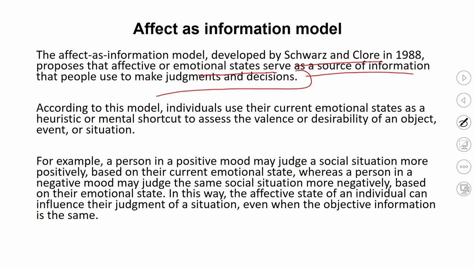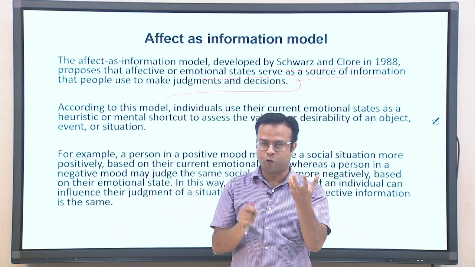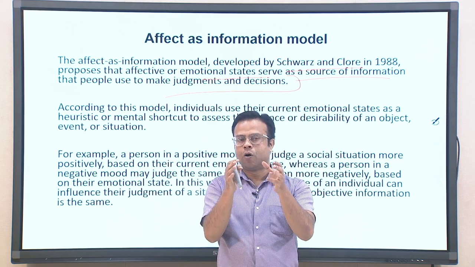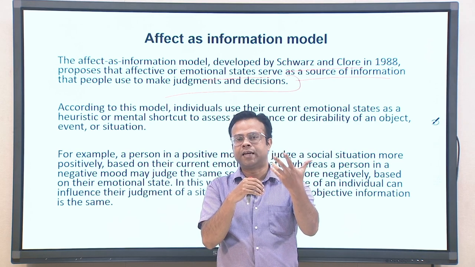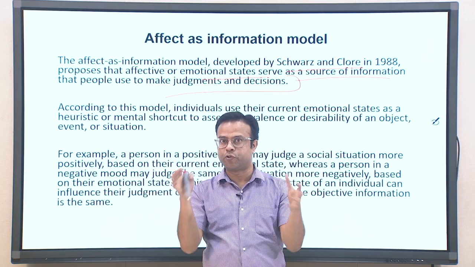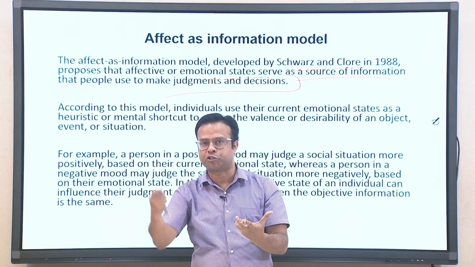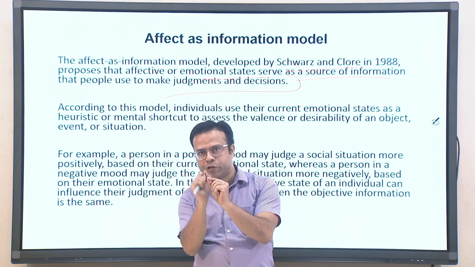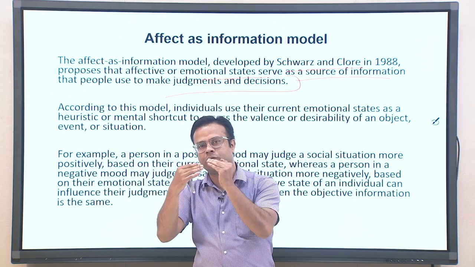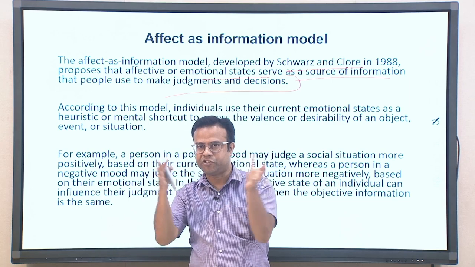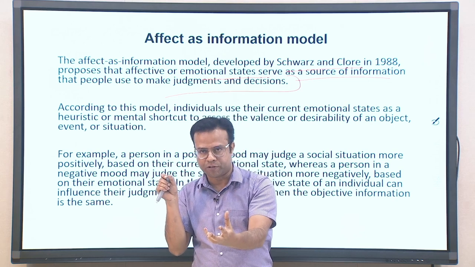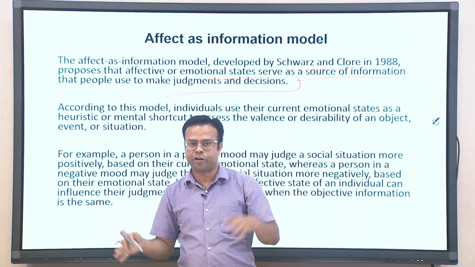So, emotions always serve as a signal or information about the environment or the situation that you are in. So, you feel happy or you feel, let us say, fear, then it is giving you a signal that something is not right in the environment, something is dangerous. So, the emotion is giving you information about this situation, and then you use this information to make a judgment. If you think there is a danger, then you may decide, I should run away from this situation because it is dangerous. So, your decision is influenced by the information provided by your emotion. That is called the affect as information model.